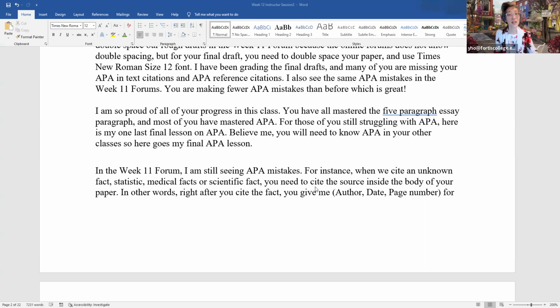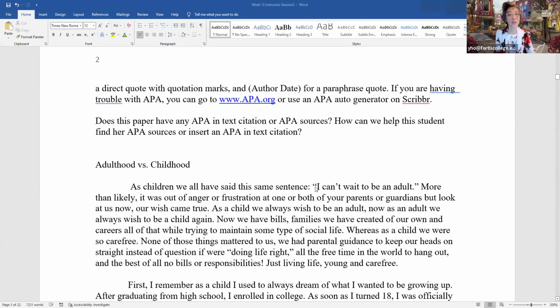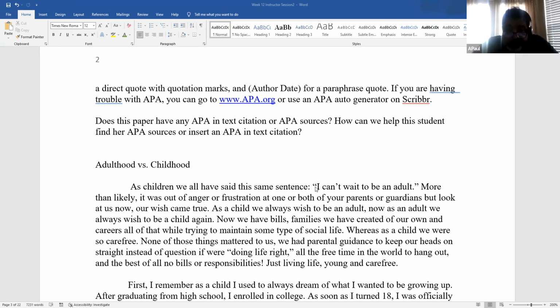Anyway, in the week 11 forum, there are still some APA mistakes. If you want good APA sources, you can go to the auto generator. Was it you who suggested the Scribbr auto generator? No, that was Booma. Yeah, that was Booma. Anyway, this is actually pretty good. I tried it out, and you can watch the auto generator video. It's only 5 minutes long, on the announcements, to figure out how to use it.